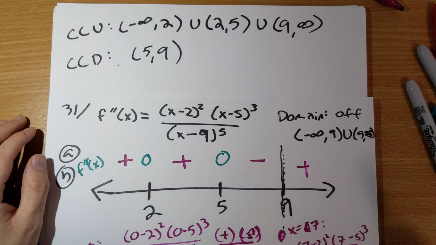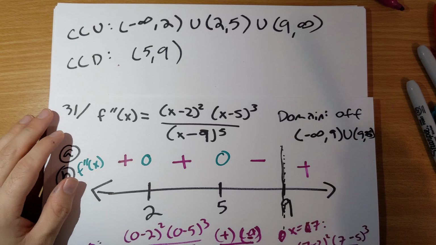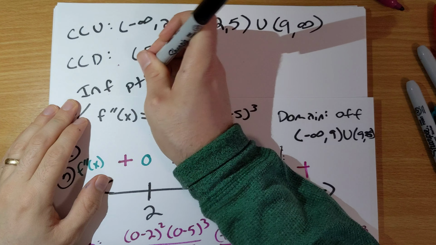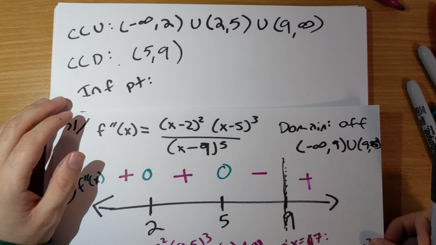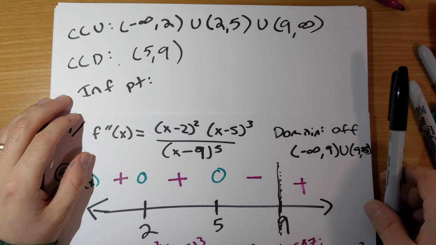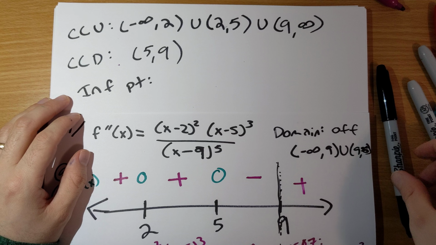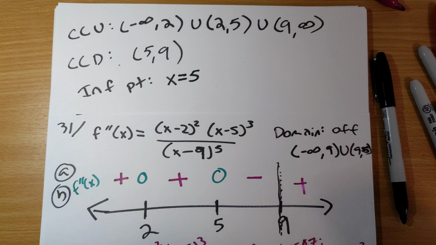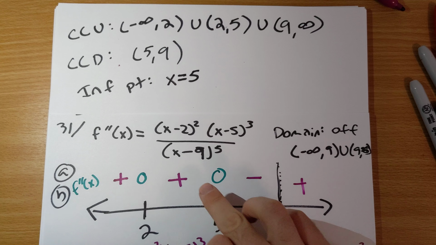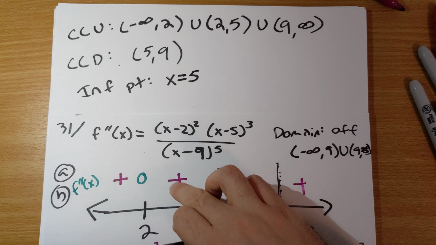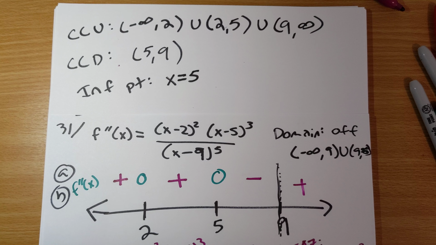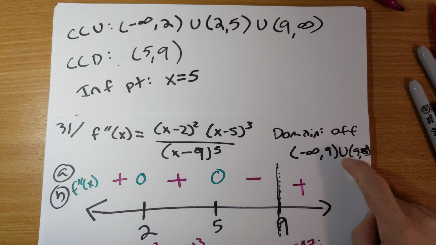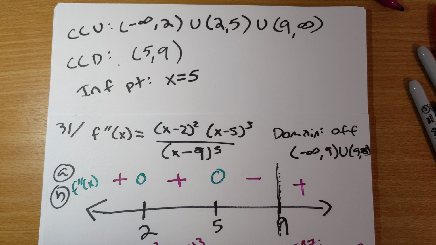And then finally, part C says, find where f has an inflection point. An inflection point is where the sign of the second derivative changes and our function is defined. So f has an inflection point at x equal to 5, because the sign of the second derivative changes from positive to negative at x equal to 5. You might also think that x equal to 9 is an inflection point, but that's not in the domain of our function, so it can't be an inflection point.